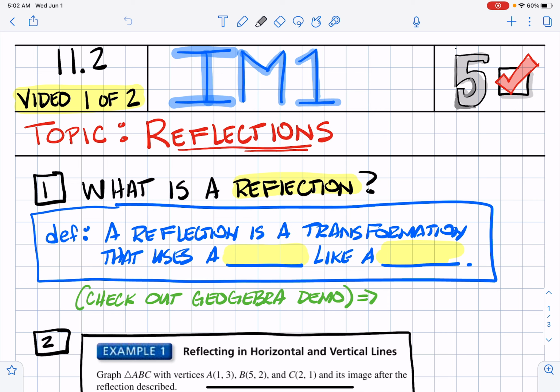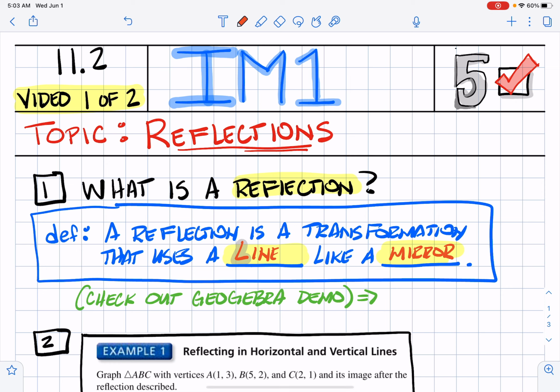For us, what is a reflection is box 1. So hopefully this is familiar to you. A reflection is a transformation that uses a line like a mirror.